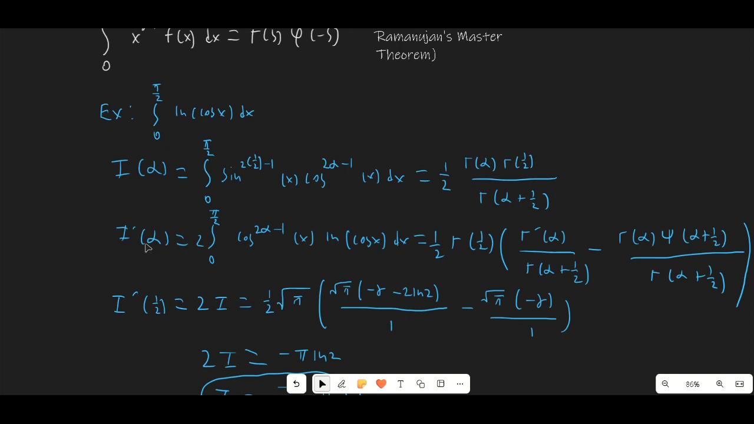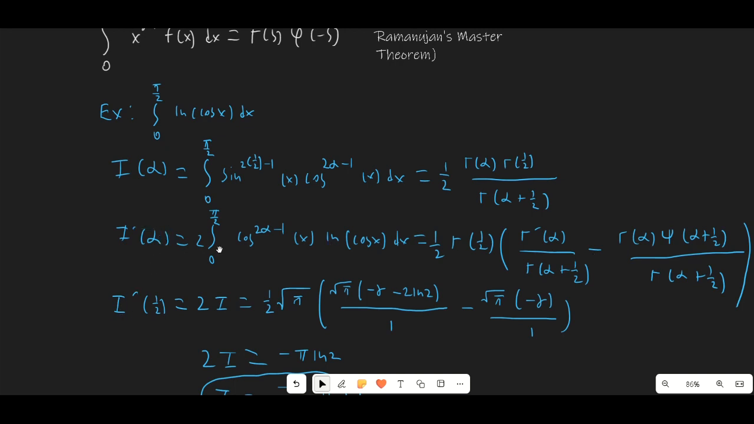Then I differentiate both sides with respect to alpha, and I get 2 times the integral from 0 to pi over 2 of cosine to the 2 alpha minus 1 of x times natural log of cosine of x dx. And this is just some nasty gamma and digamma functions on the right side, but all I'm going to do now is plug in alpha equals 1/2.